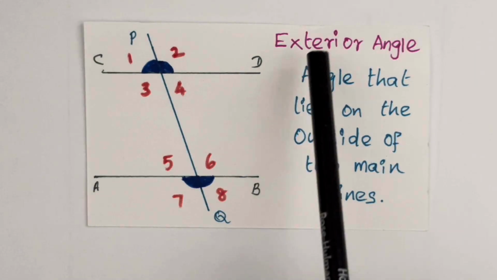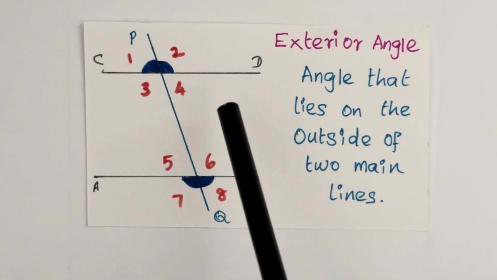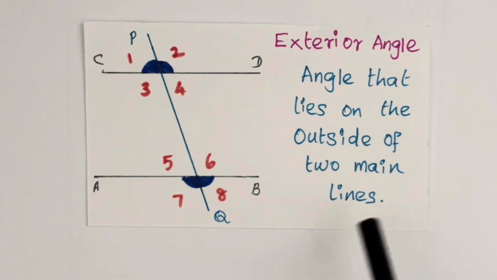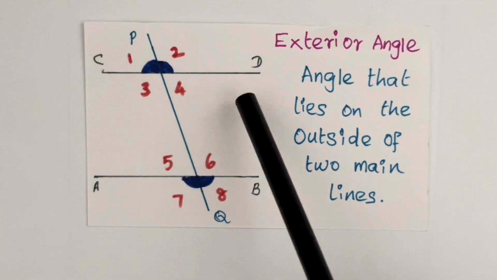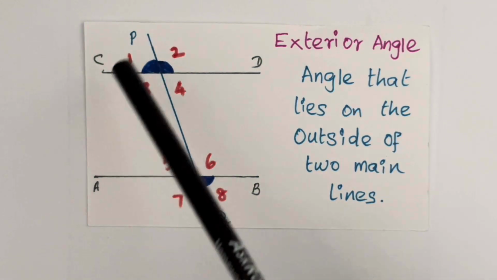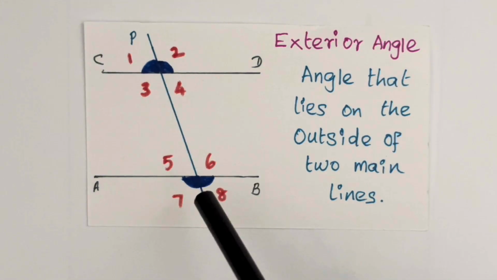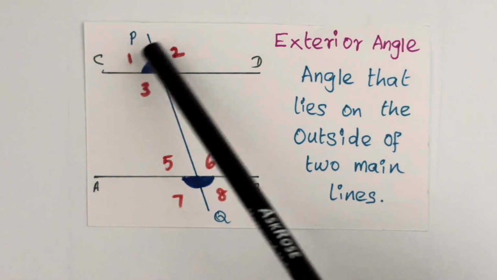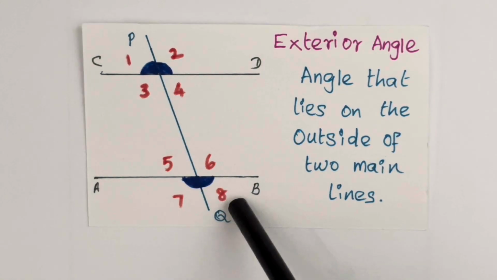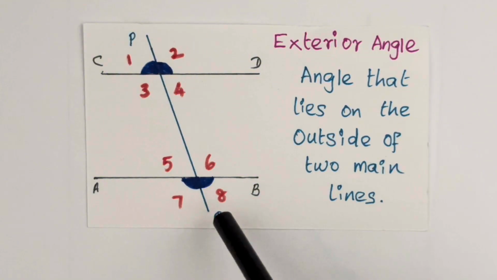The next angle is the exterior angle. These are angles that lie on the outside of the two main lines. AB and CD are the parallel lines, that is, the main lines. Here PQ is the transversal, and 8 different angles are formed. In this, 1, 2 and 7, 8 lie outside. So these 4 angles are known as exterior angles.